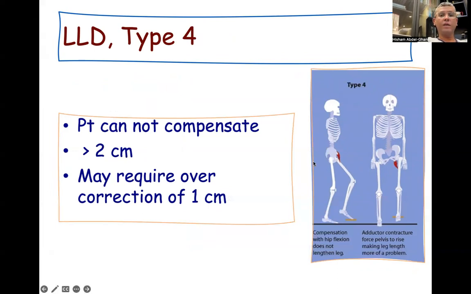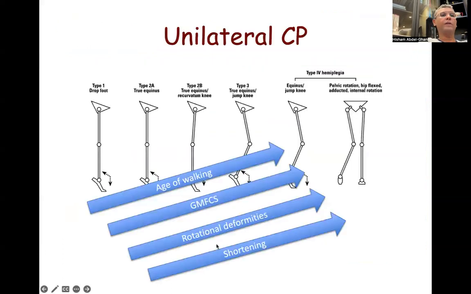But in type 4, because the contralateral side is not healthy, and there is weakness and weak stability on the contralateral side and excessive shortening, it is very difficult to clear this side off the ground when standing on the short diseased lower limb. And this is the only situation where sometimes we need over-lengthening of the diseased side by about 1 centimeter to help clearing the less affected side of the lower limb.